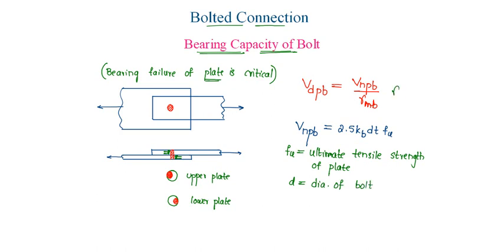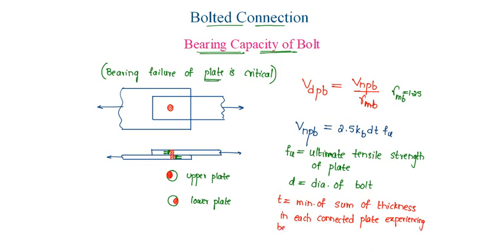Gamma MB is 1.25 for site weld or for shop fabrication, and t is given as the minimum of the sum of thicknesses in each connected plate experiencing bearing in the same direction.